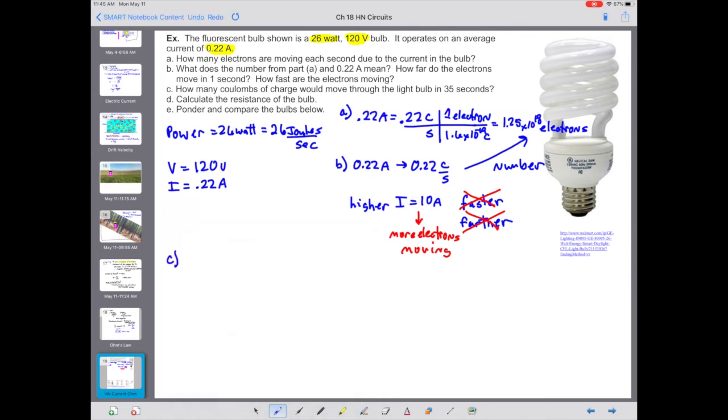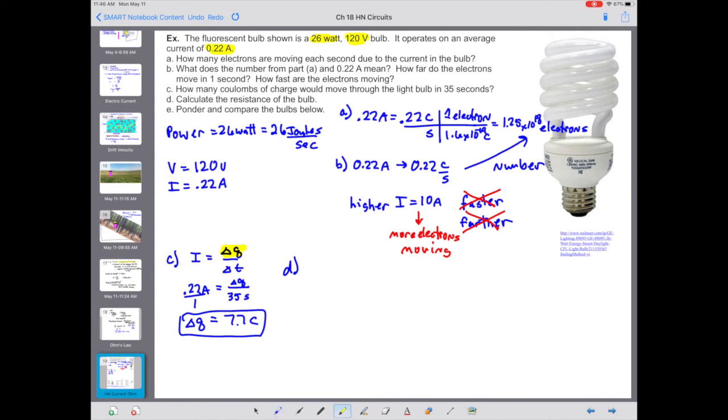Now let's consider part C. Well, we can use our current equation, I equals delta Q over delta T, because what we want to find is how many coulombs of charge. So my I value is 0.22 amps. My time period is 35 seconds. And we want to solve for delta Q. So if we solve for delta Q, the charge value, what we get there is 7.7 coulombs when we multiply 35 by 0.22.